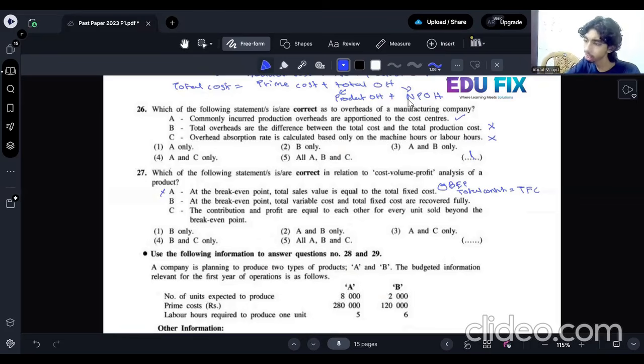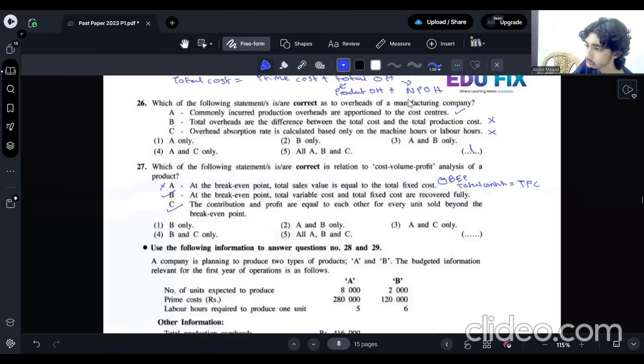B, at the break-even point, total variable cost and total fixed cost are recovered fully. So what is the break-even point? The point at which we can cover our total cost without incurring a profit or loss. So at break-even point, total variable cost and total fixed cost, which means your total cost, are recovered fully. So it's correct, right? C, the contribution and profit are equal to each other for every unit sold beyond the break-even point.